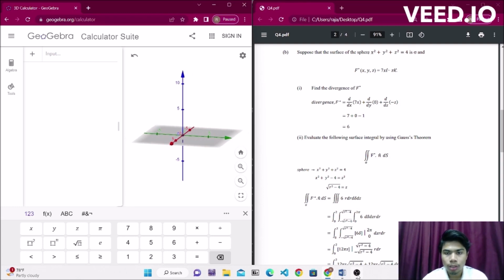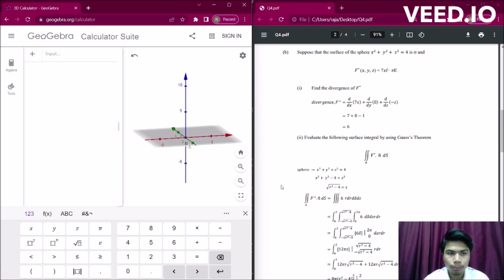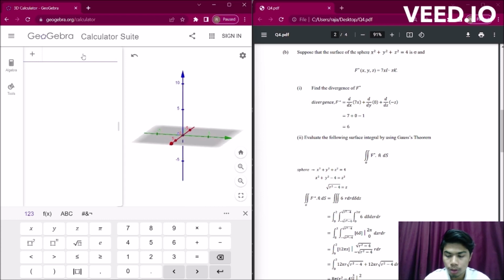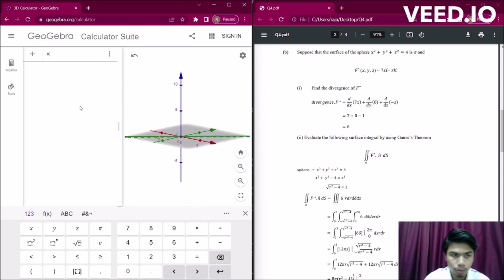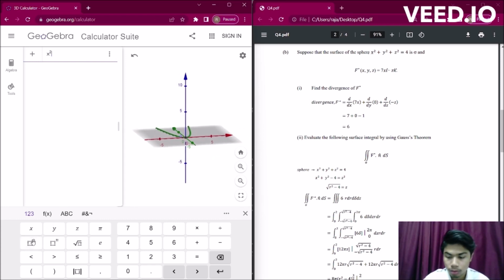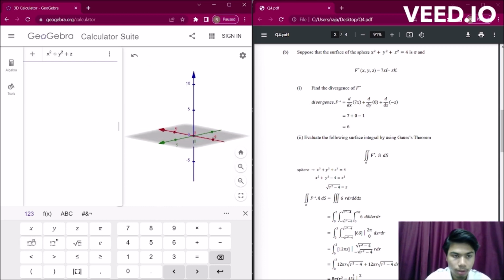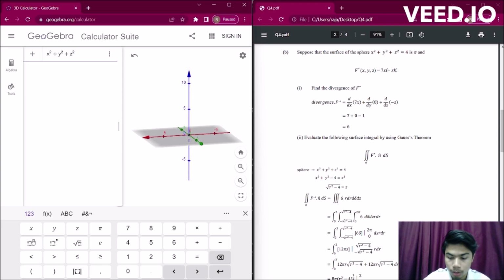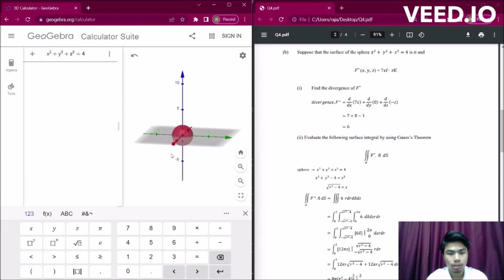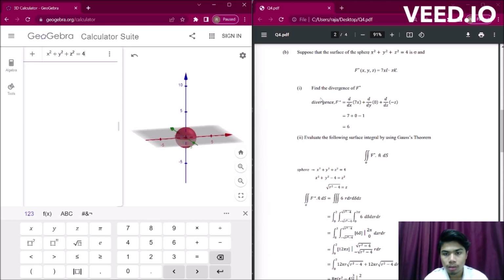So we go to the next question, 4B. So we use the GeoGebra 3D calculator to find the graph for this problem. So we put the value of x power of 2 plus y power of 2 plus z power of 2 equal 4. So this is the graph for this problem.